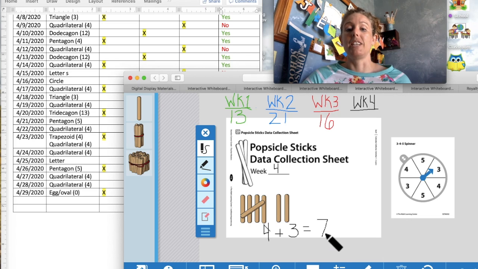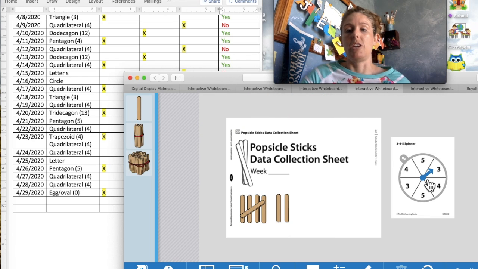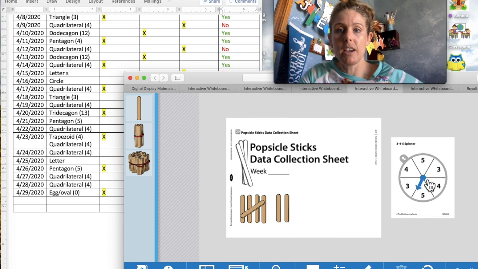We have collected 7 popsicle sticks this week. We are going to spin again to see how many more we are going to add on to 7. So I am going to just erase the 4 plus 3 and leave the 7 just so that we don't forget. And now we are going to spin. Let's hear that drum roll, first grade.